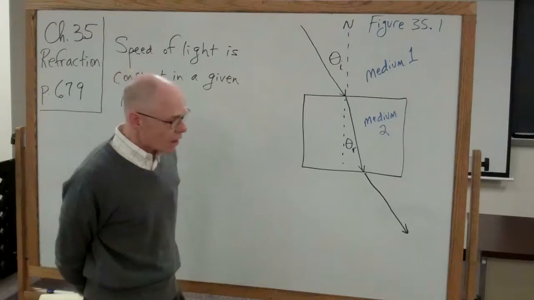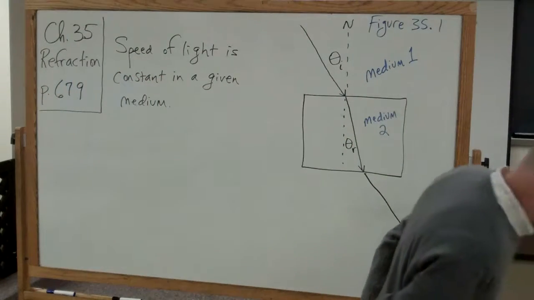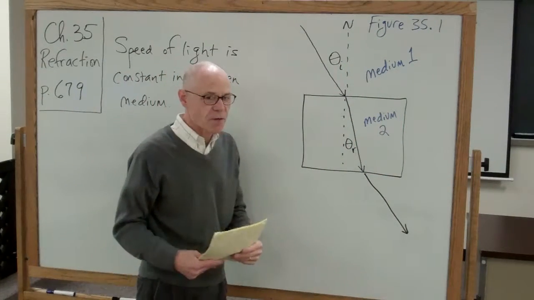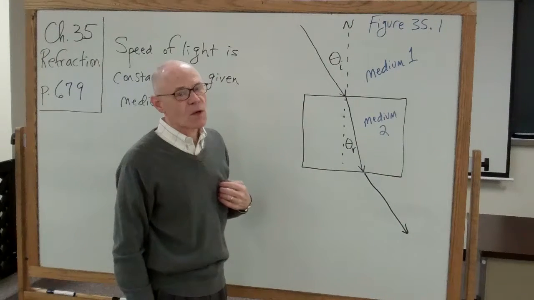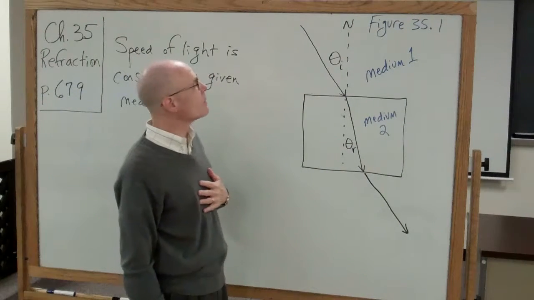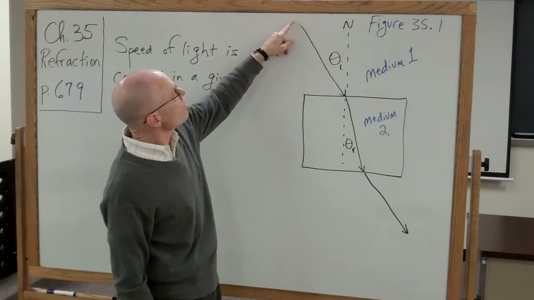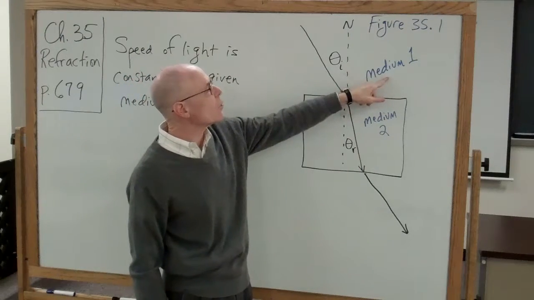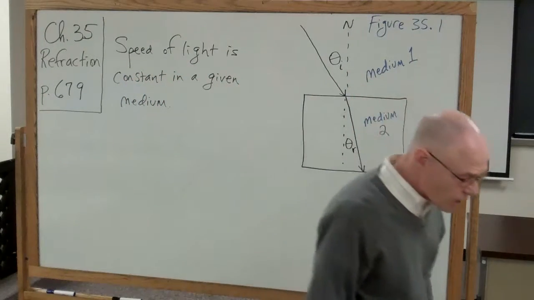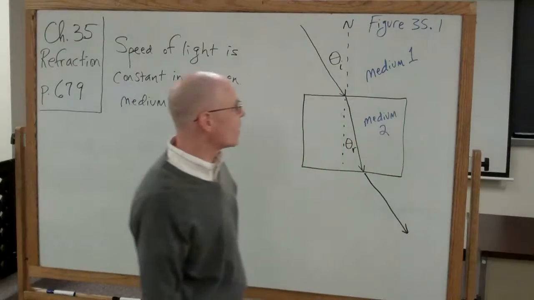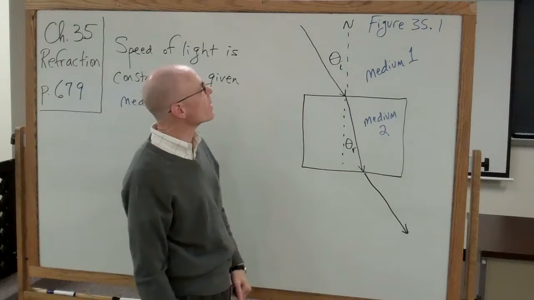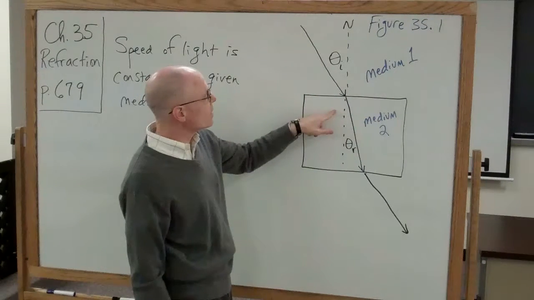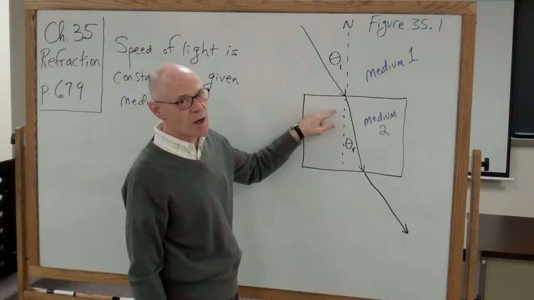On page 679, at the top of the page, you have figure 35.1, which is a very general graphic which shows what's happening with refraction. We have an incoming light ray that exists in medium 1. In the textbook, they're suggesting that medium is air. It could be anything, but in this case we'll say it's air. Then the light ray strikes a second medium, which is also transparent.